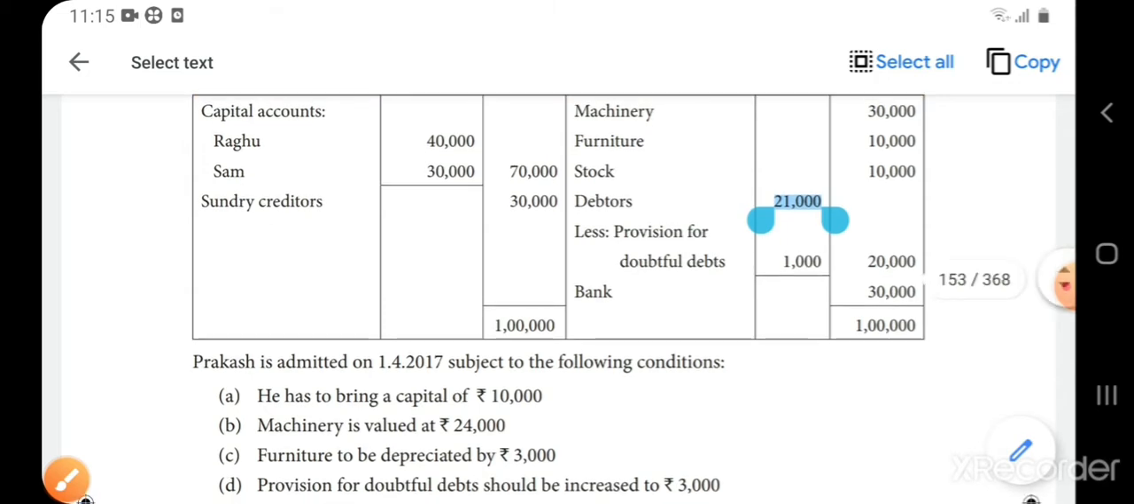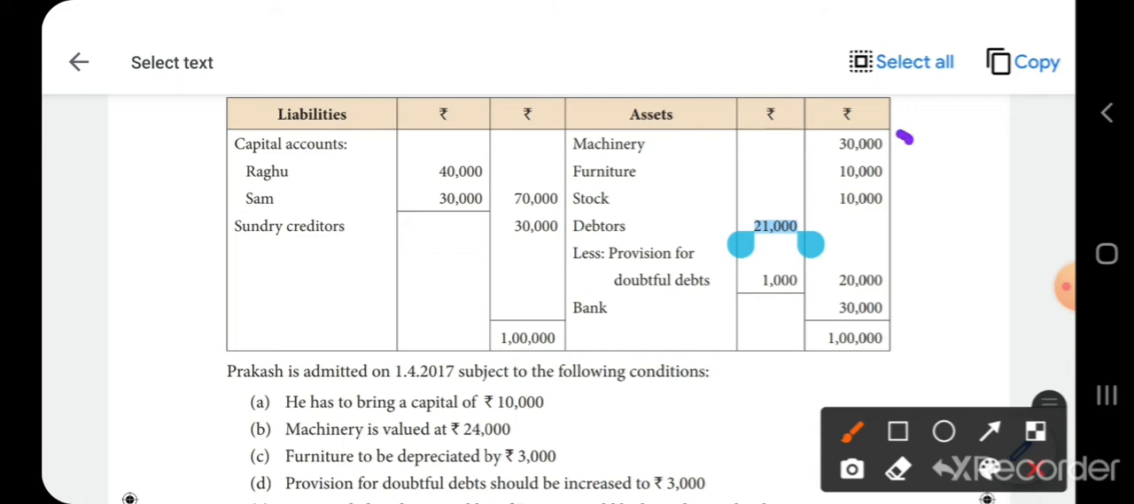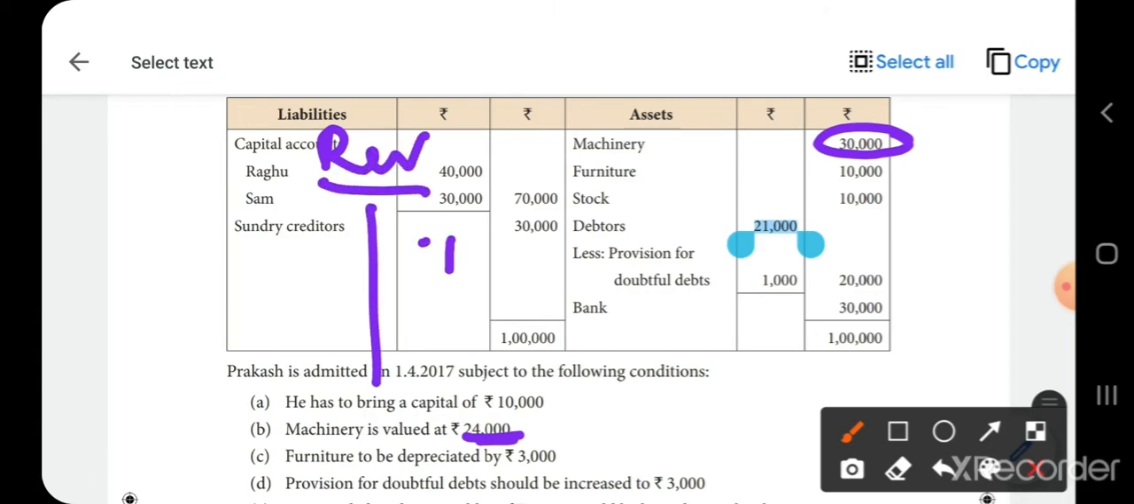Next is machinery is valued at 24,000. In your balance sheet the value of machinery is 30,000 and now it is valued at 24,000. That means the asset machinery is revalued at 24,000. It is a decrease in asset. In your revaluation account, increase in asset you will enter on the credit side and decrease in liability on the credit side. Decrease in asset on the debit side and increase in liability on the debit side.